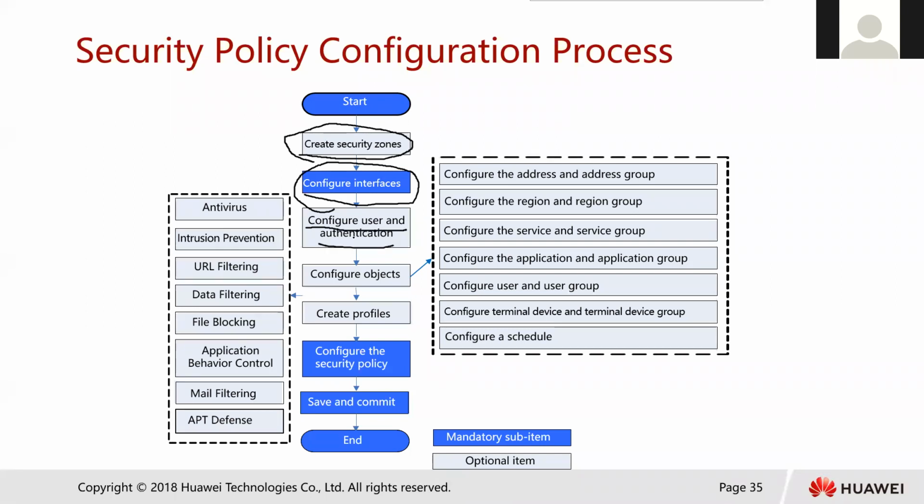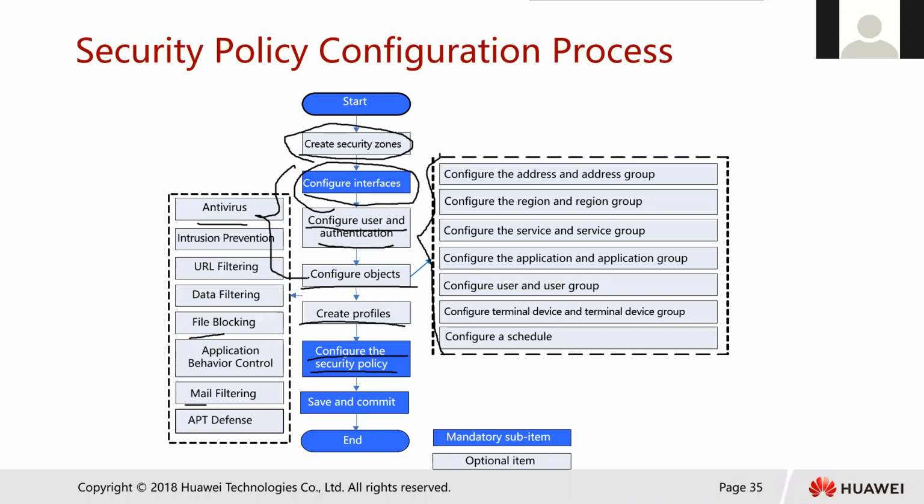If you have no user or no authentication, you can pass this step. And then you need to configure objects. Objects can include these things, and then create files. If you need to check antivirus, you need to check the file, you need to check the mail. You need to configure the files, and then create a security policy. This is the parameters of the security policy.